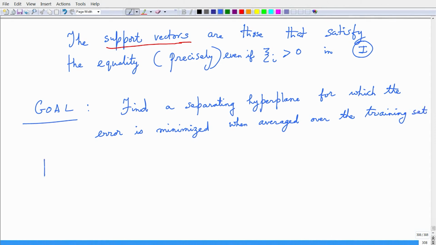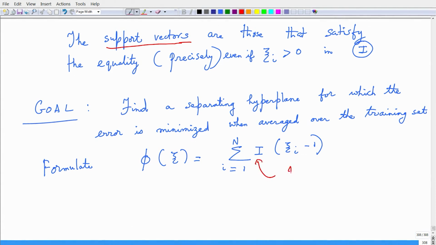So, we formulate this problem as follows. We formulate phi of zeta, which is the summation from i equals 1 to capital N of I of (zeta_i minus 1). So, this I is basically the indicator function.